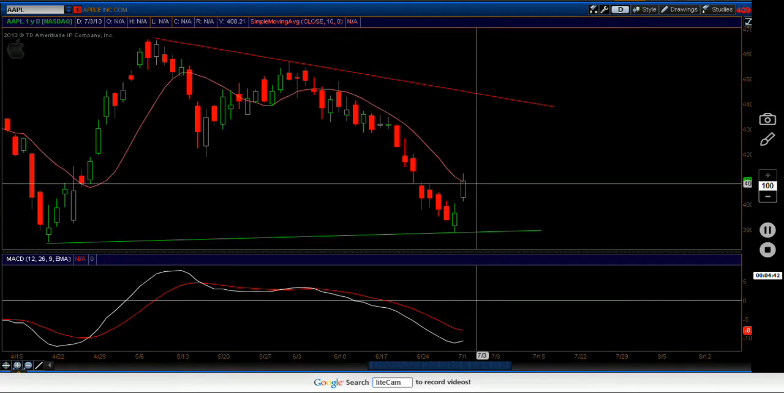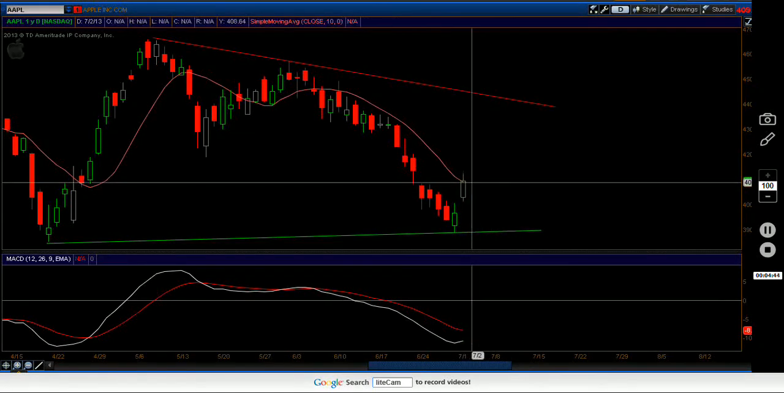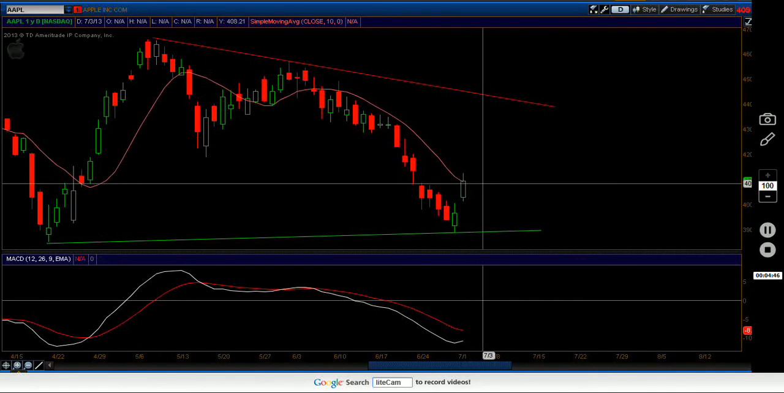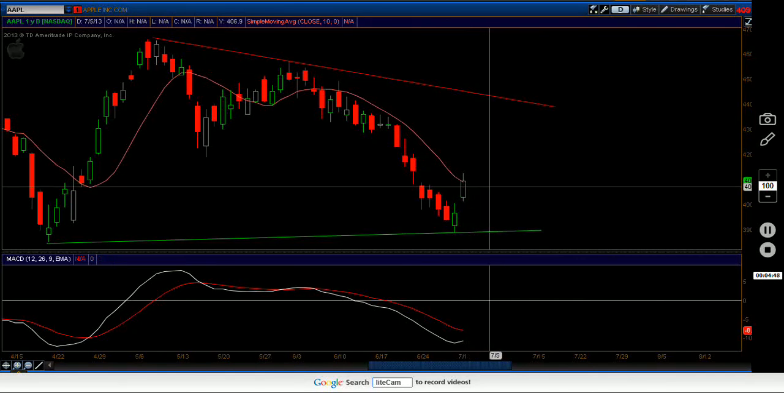All right. So, again, this is right on the 10-day moving average. What we're looking at at this point going forward is, how do we make money on this? Do we go long Apple? Do we buy it? Do we go short Apple? Do we sell it?